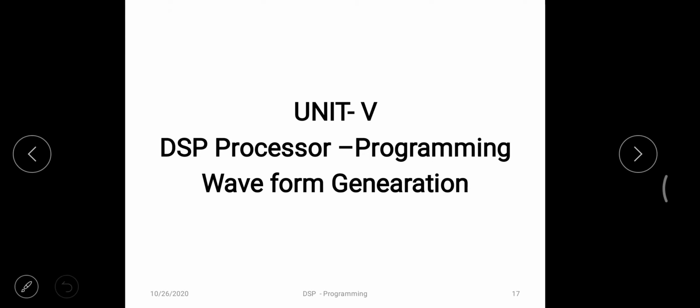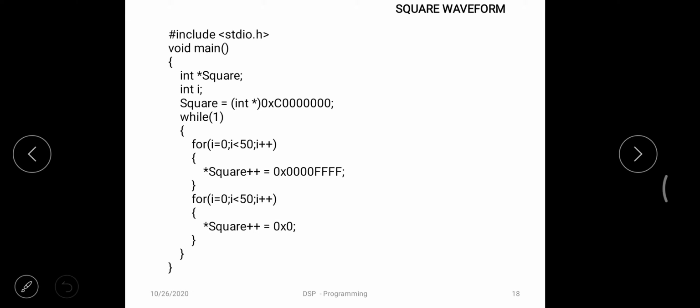This video lecture is about C programming for waveform generation, part of your unit 5. Here we are going to explain how to write the program for three different waveforms. I have taken a square, sawtooth and triangular waveform. The first one is the square waveform.